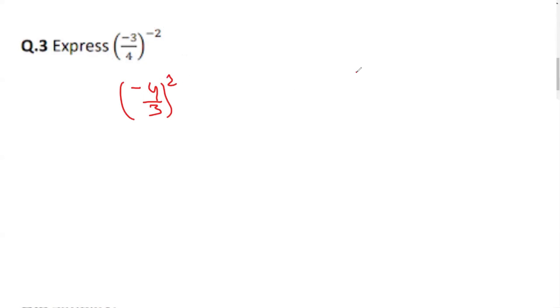So we know that a raised to the power -1 is 1/a. Applying this property, we can write this as -4/3 raised to the power 2. Now 4 square is 16, and you know that with an even power, the minus becomes positive, and 3 square is 9. So therefore, 16/9 should be the answer for this part.